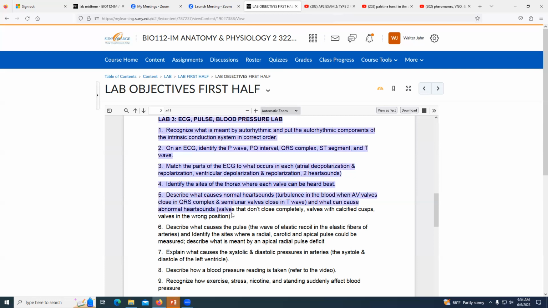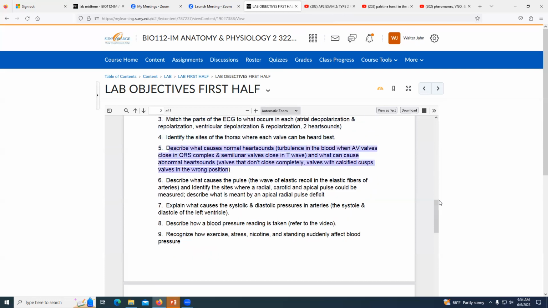What causes normal heart sounds? I'm sure you've noticed, if you've been reading these, that if there's parentheses, that's where I give you the answer. Normal heart sounds are the turbulence in the blood after the valves close. So it's not the slamming of a door. It's not like the valves slam shut. They close and the blood swirls around. That's what makes the normal sounds. An abnormal sound could be a narrow valve, or a valve in the wrong place, or a valve that doesn't close completely, or a valve with calcified valve flaps, etc.